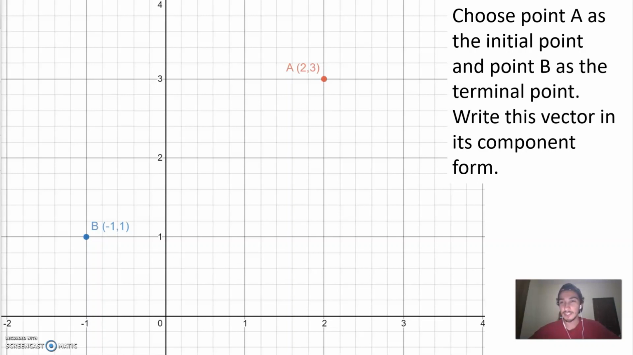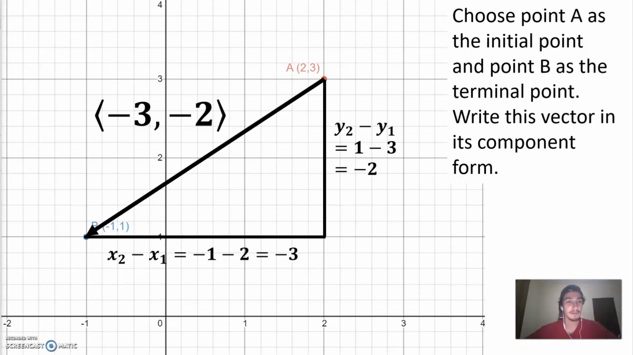So now let's choose point A as our initial point and point B as our terminal point. So take a minute to write this vector in its component form. All right, so hopefully you've taken the time to write the vector in its component form. Now let's check. So the answer is <-3, -2>. And if you want, the work is right here, but that's how we get our answer.